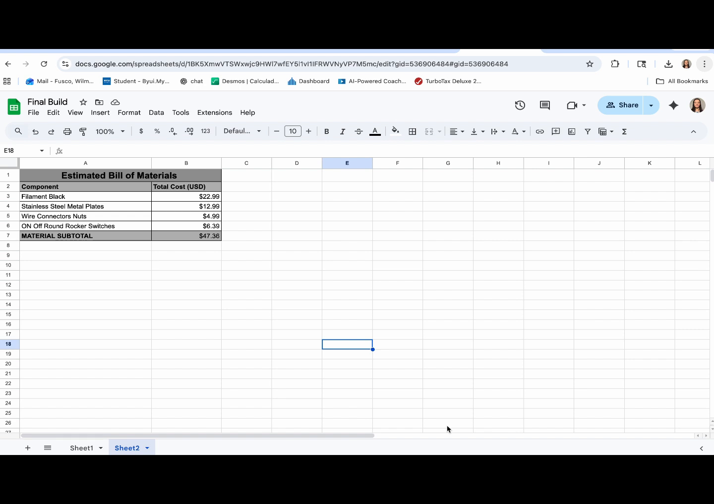For our last bill of materials, we only bought 4 things to incorporate in our last build: filament for 3D printing, stainless steel metal plates for the casing so it looks more professional, wire connector nuts, and on and off switches that are round and black, with the mindset to look more professional and better looking.